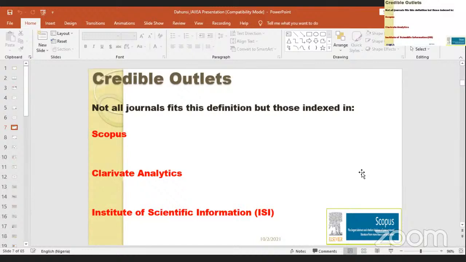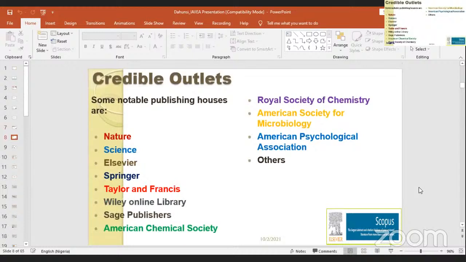Now, journals that are indexed in Scopus, that's what we call qualitative analytics, and of course, ISI. These are indexation houses where quality journals, credible journal outlets are indexed. Now, the second one is what we used to know as Reuters in those days, which is now called Clarivate. Now, I give you some examples. This is not exhaustive.